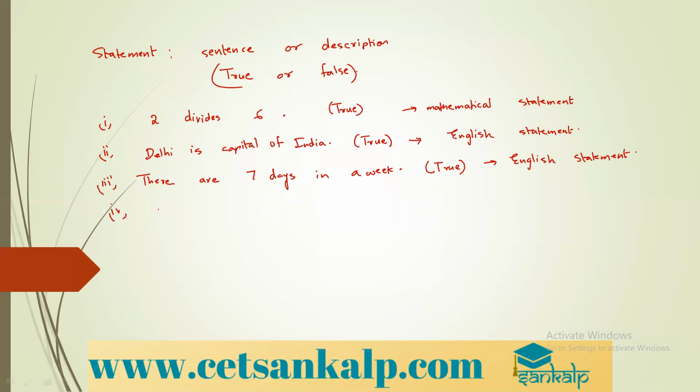Coming to the fourth example. x plus 1 is a factor of x square minus 3x plus 2. Actually, if you take x square minus 3x plus 2, it is factorized as x minus 2 into x minus 1. So x plus 1 is not a factor. This is a statement, but it is not a true statement. It is a false statement. Of course, it is a mathematical statement which is not true.